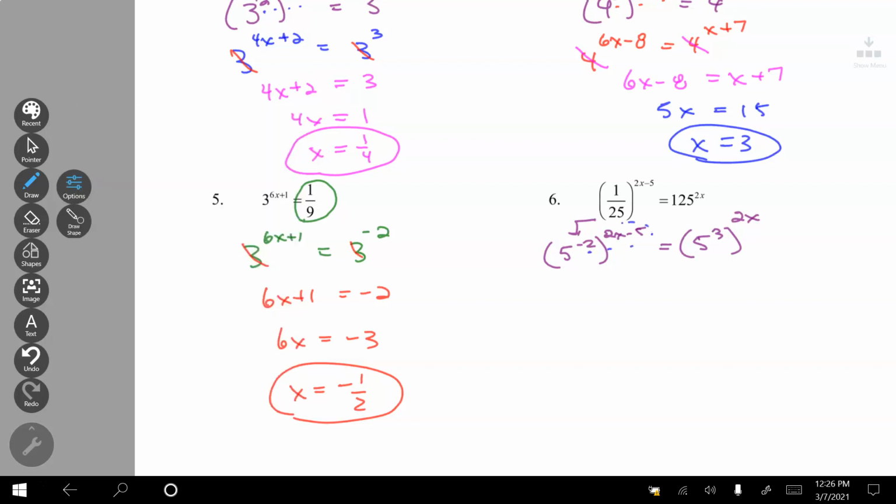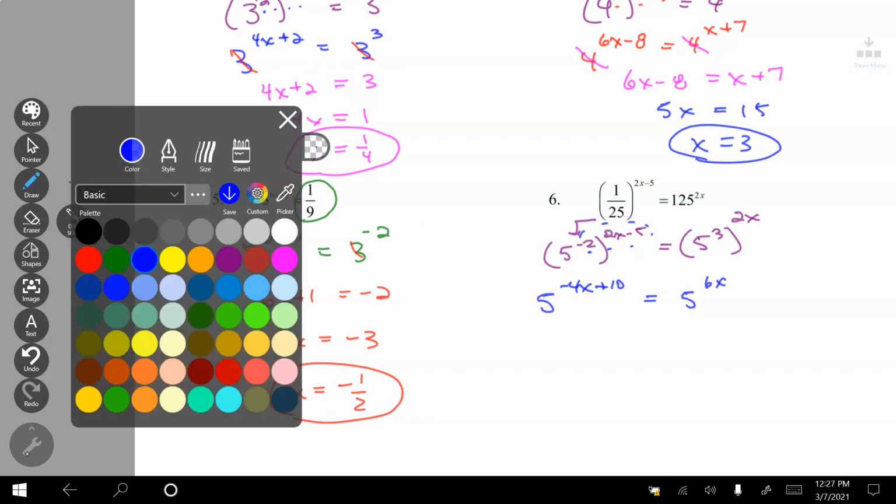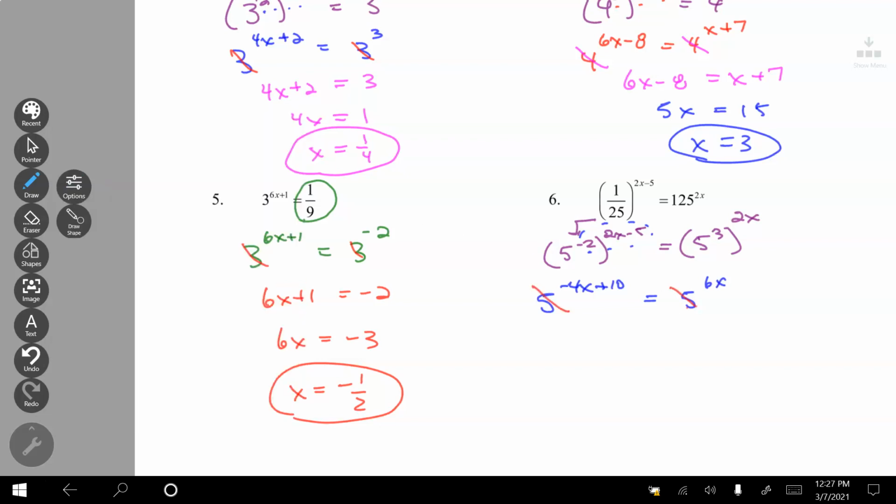I can multiply these out. 5 to the negative 4x plus 10 is equal to 5 to the 6x. My bases cancel. Negative 4x plus 10 is equal to 6x. I could add the 4x to the other side. I guess 10 equals 10x, or x is equal to 1.